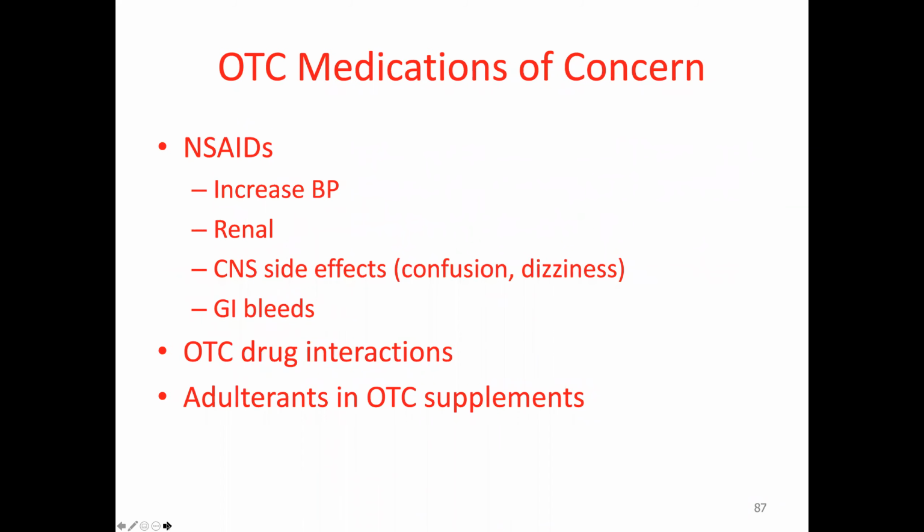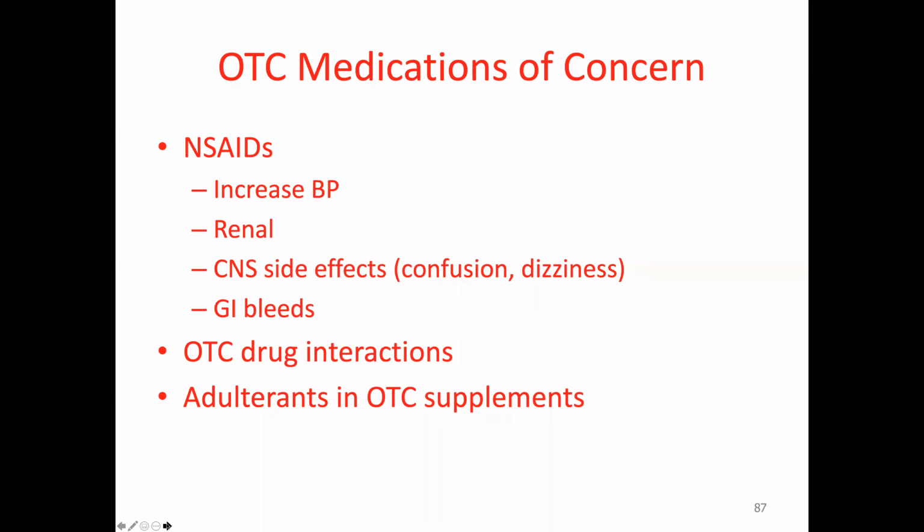The ones we worry about are non-steroidal anti-inflammatory drugs. As I mentioned earlier, they increase blood pressure and can decrease kidney function. There are some CNS effects: people that take certain NSAIDs, ibuprofen, naproxen, can develop confusion or dizziness. The biggest thing we see is GI bleeds. Taking a lot of these non-steroidals can cause GI bleeds, and that's our biggest concern. Be aware of OTC drug interactions. These can be looked up with Hippocrates or various other resources, so look for those drug interactions.